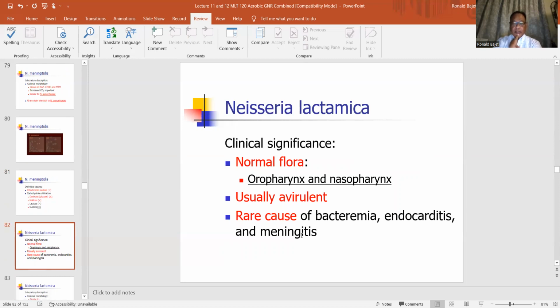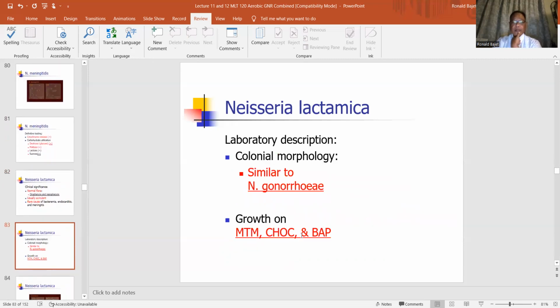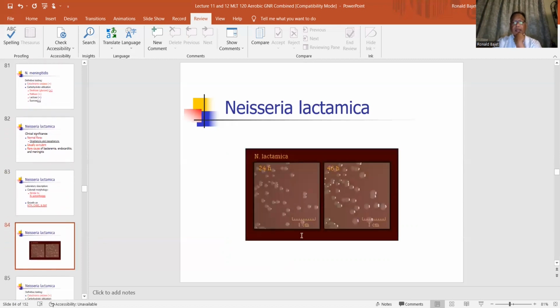Neisseria lactamica is normal flora found in the oropharynx and the nasopharynx. It is usually avirulent, meaning it's not aggressive. It is a rare cause of bacteremia, endocarditis, and meningitis. So it's a Neisseria species, but not really a significant pathogen. Colony morphology is similar to Neisseria gonorrhoeae, and it will grow on modified Thayer-Martin and chocolate, and this one will also grow on blood. Remember, Neisseria gonorrhoeae does not like blood. And there is Neisseria lactamica.